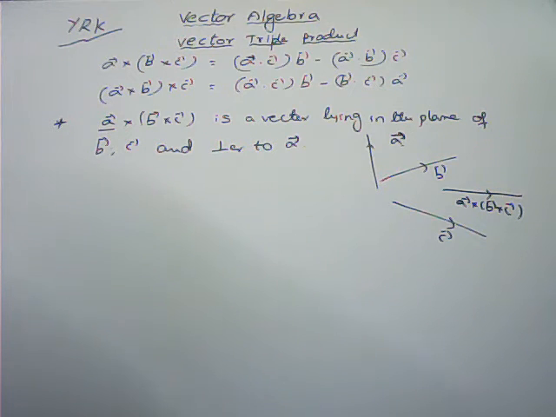In this video class, I am going to discuss vector triple product. Vector triple product, that is A bar cross B bar cross C bar. Here, how to expand that one? A bar cross B bar cross C bar.